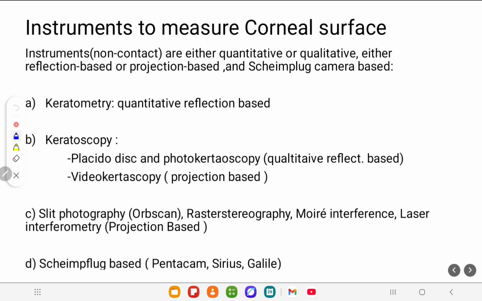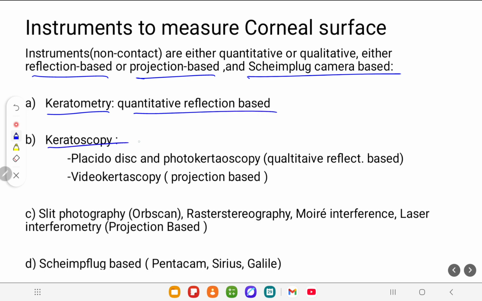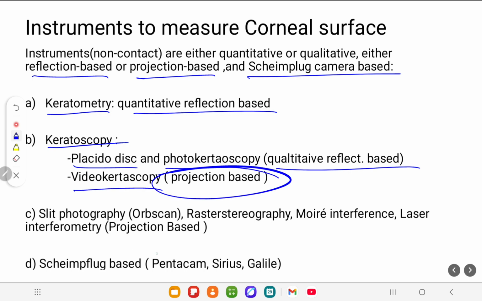So I just touched this slide. This is the last slide. The non-contact instruments are either quantitative or qualitative, either reflection based, projection based, or symptom based. I just want to discuss a few things. There are a few instruments. Keratometry, golden of all time, is qualitative reflection based, definitely. Keratoscopy, Placido disc, and photokeratoscopy are quantitative reflection. Videokeratoscopy is projection based. Slit photography, Orbscan.